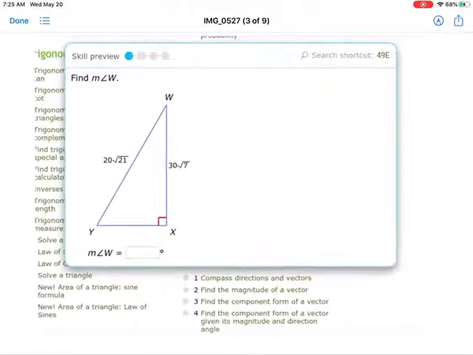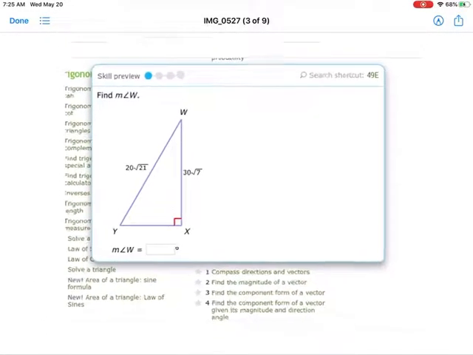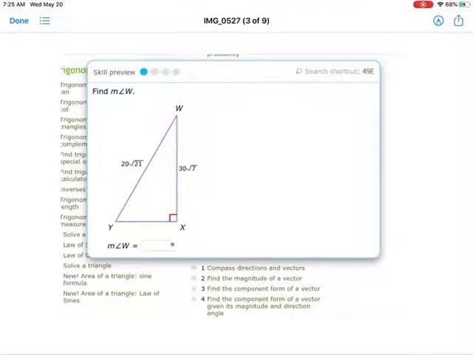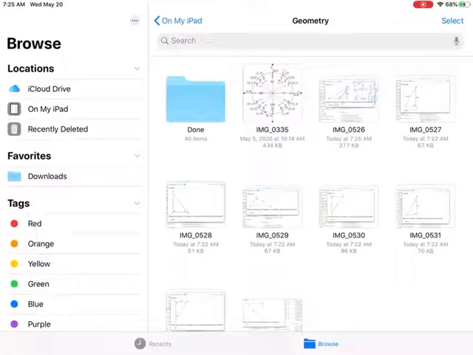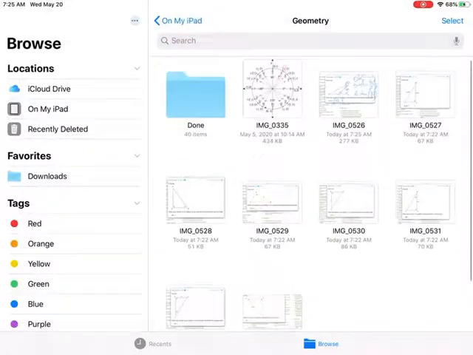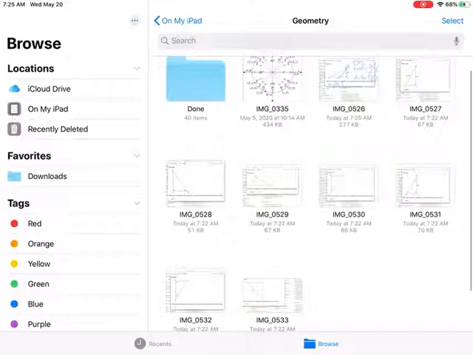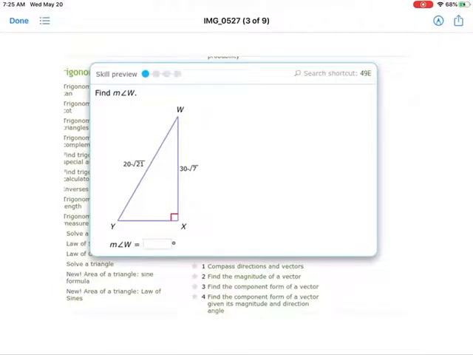I don't know what's going on. These don't seem like the right ones, but I don't know. Find the measure of angle W. Okay, are these the right ones? Hold on a second. Yeah, all right. Okay. All right, for the measure of angle W. Here we go.